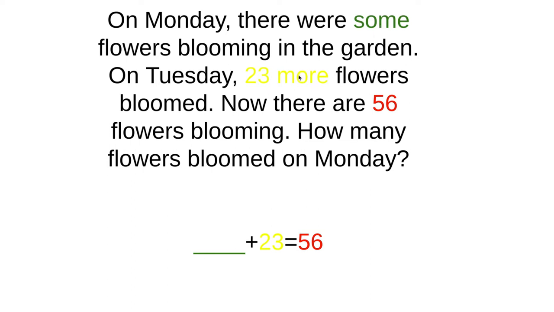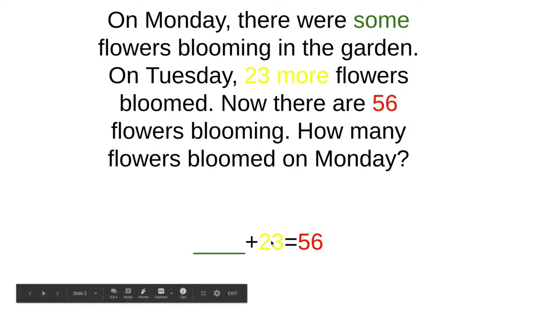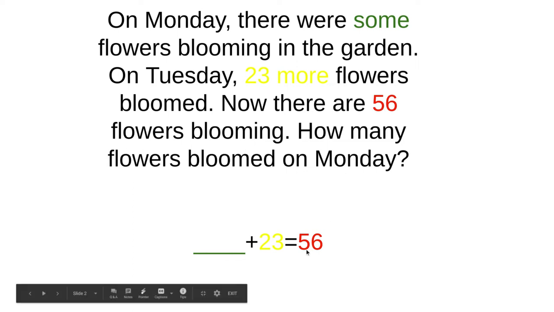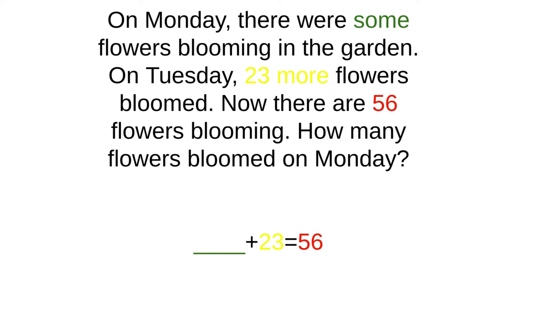Here in yellow, I highlighted 23 more. And as you can see, I put 23 down here in my equation. And in red, I highlighted 56 because that is the total amount. You can see down here in my equation that I have some unknown plus 23 more flowers equals 56. You're going to notice this pattern with all of the problems that we solve. They all will follow the same pattern.